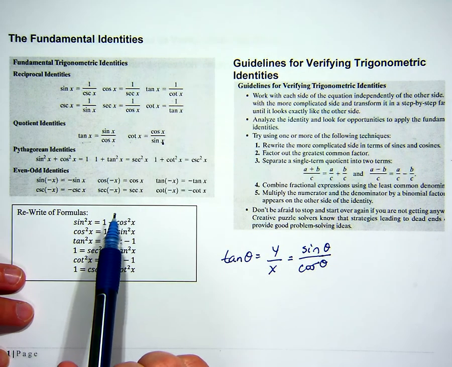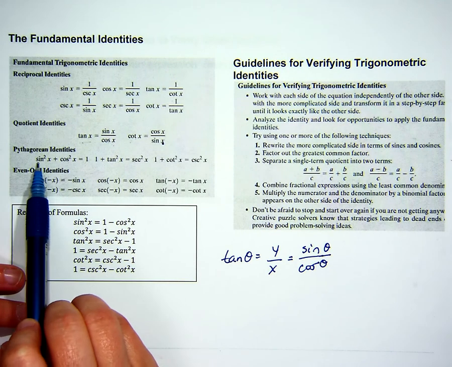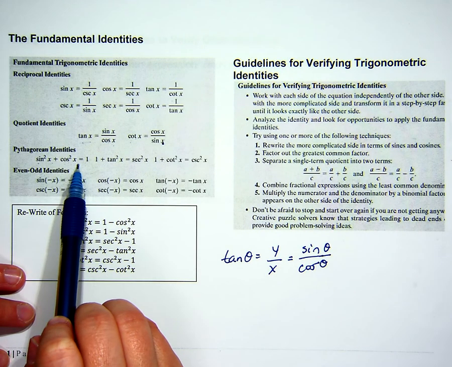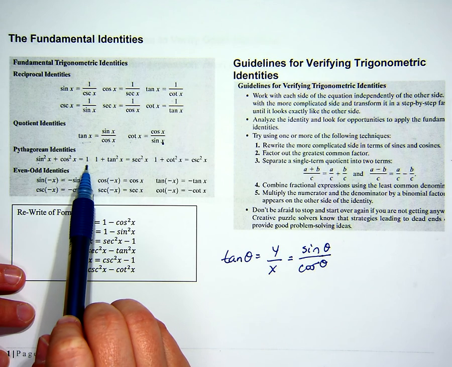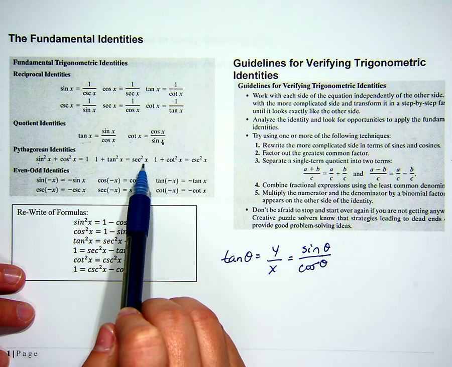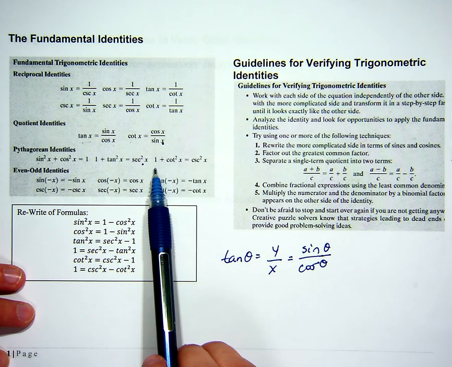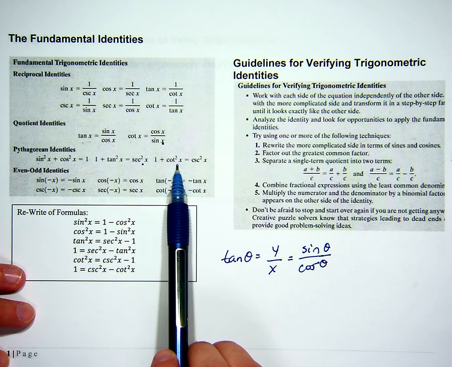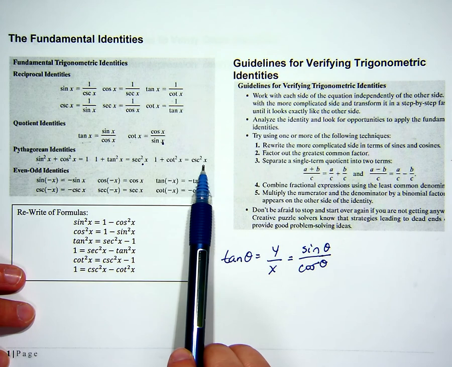A couple of our Pythagorean identities: sine squared plus cosine squared equals 1. Another one, 1 plus tangent squared equals secant squared. Another Pythagorean identity is 1 plus cotangent squared equals cosecant squared.